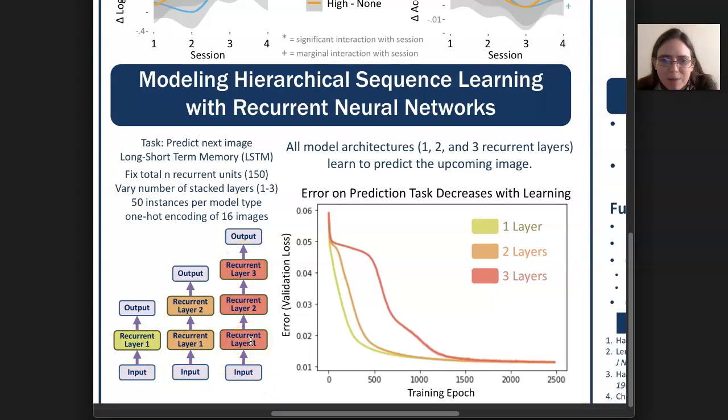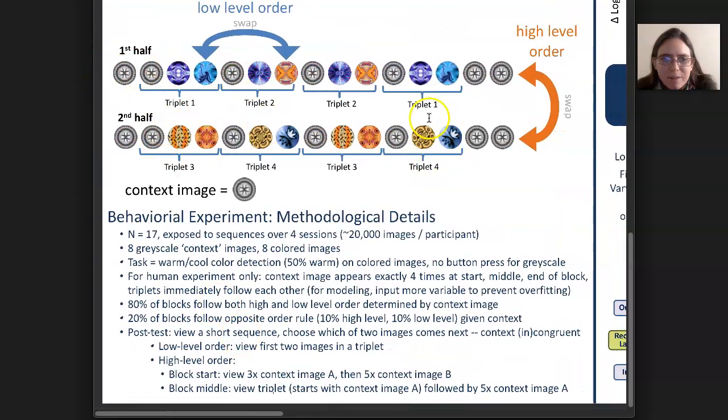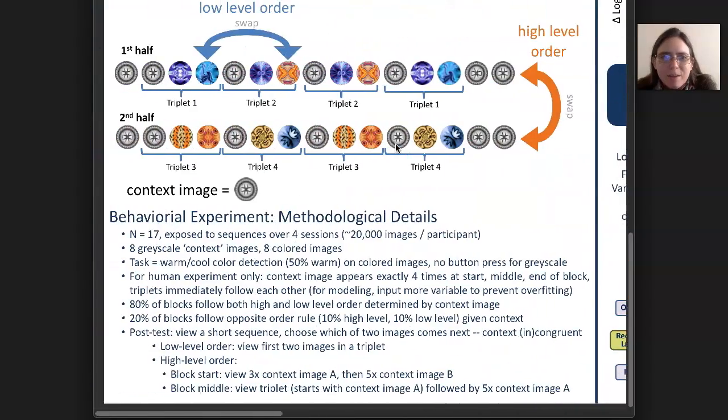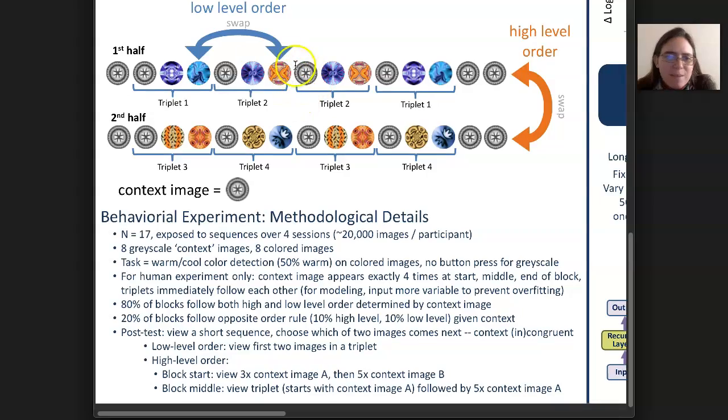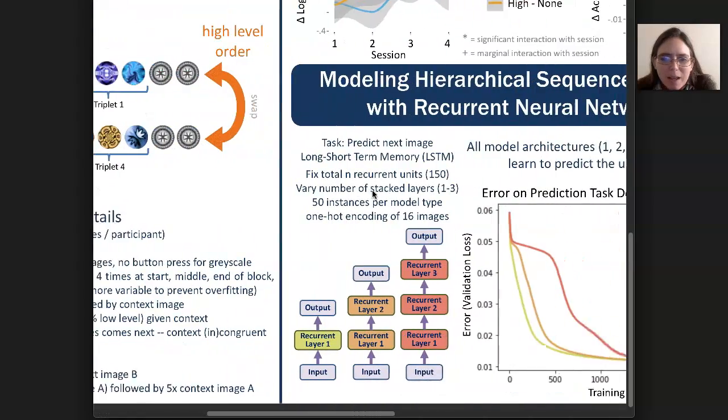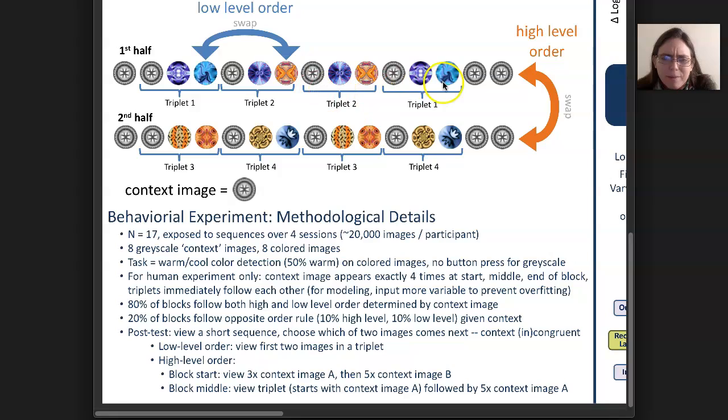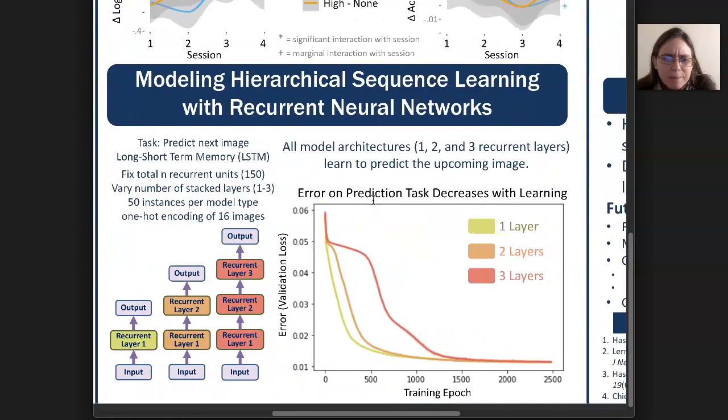And then we trained them on predicting the upcoming image in a sequence that's very similar to this, except we added in a little bit more variability so that the model wouldn't just overfit to the data. So the number of context images in between the triplets would vary. And the total number of triplets displayed, I think, would also vary a little bit. But yeah, so we trained them to predict the upcoming image.